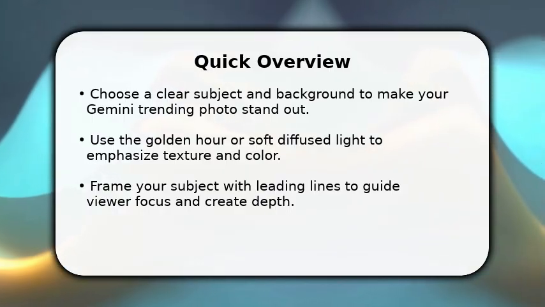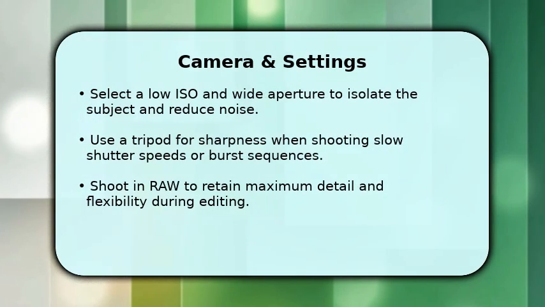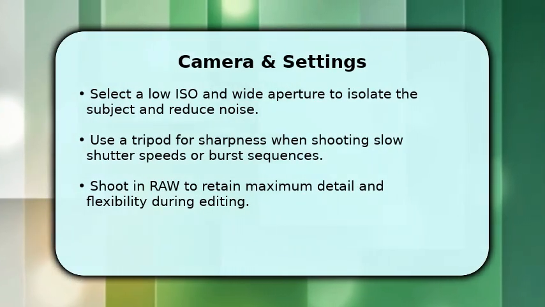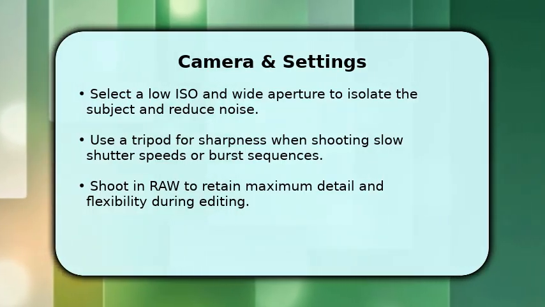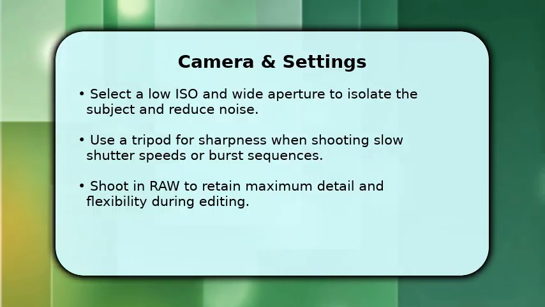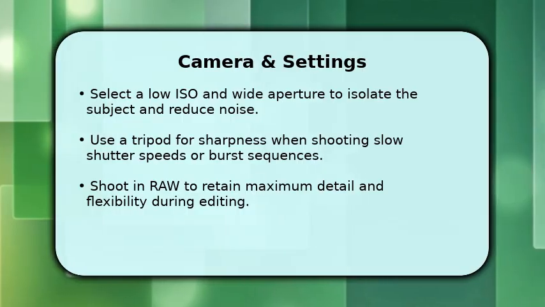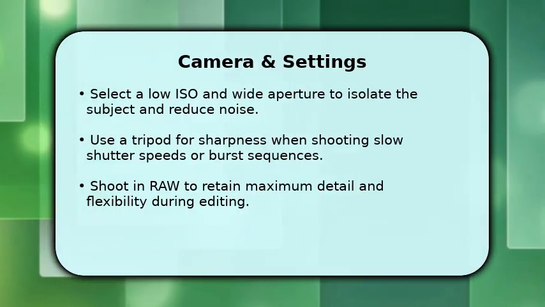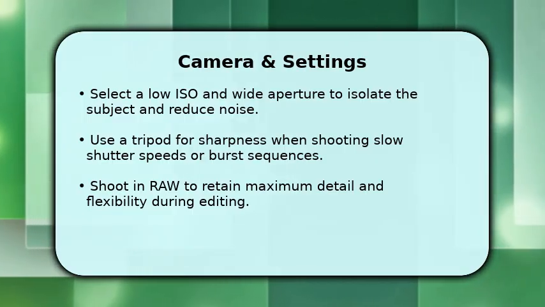Choose a camera and settings that prioritize clarity and control. Use low ISO and a wide aperture to isolate the subject and reduce noise, and keep shutter speed fast enough for motion or use a tripod for stability. Shoot in RAW so you can recover highlights and shadows during editing. Experiment with focal length to compress or expand perspective, and bracket exposures if the scene has strong contrast.